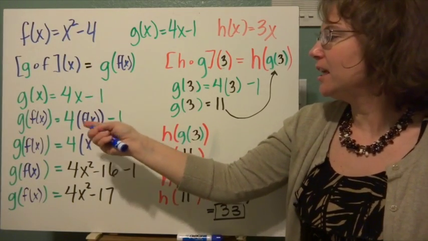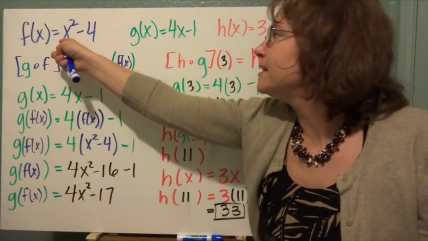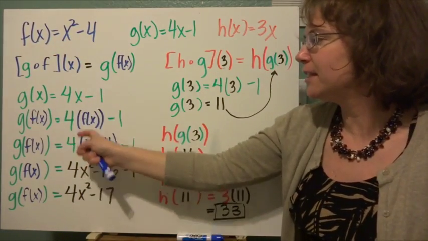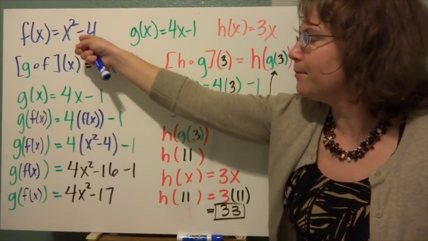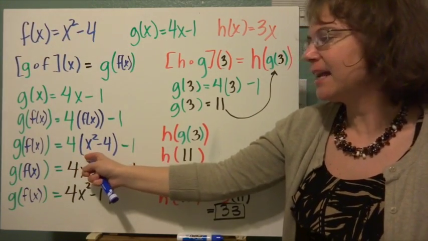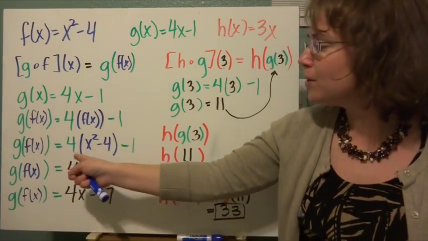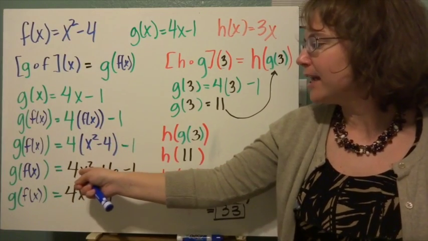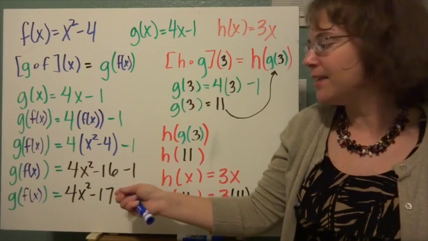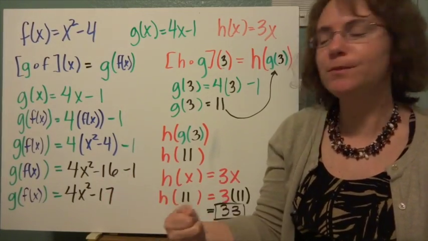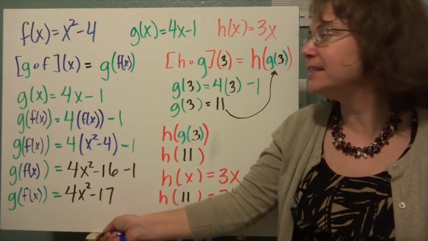So for my g of f of x, I can just substitute what f of x is. So f of x is equal to x squared minus 4. Did I say plus 4? That's a minus 4. So 4 times x squared minus 4 minus 1. And then I'm going to go ahead and distribute the 4. So I have a 4x squared minus 16 minus 1. And then I'll go ahead and simplify by adding like terms. And so my g of f of x is equal to 4x squared minus 17.